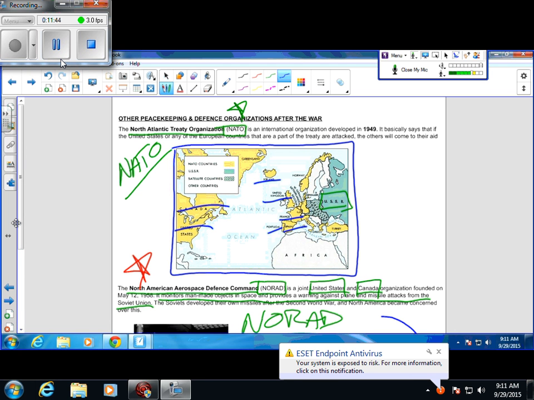Okay, so now I'm gonna quickly go over NATO and NORAD, the two things I'm going to talk about right now. The UN, NATO, and NORAD are all organizations that were created after the Second World War in terms of maintaining peace and increasing our defense purposes. These are just some organizations that were created.